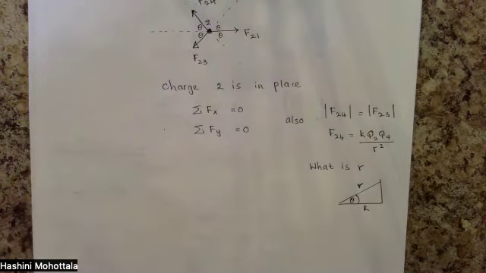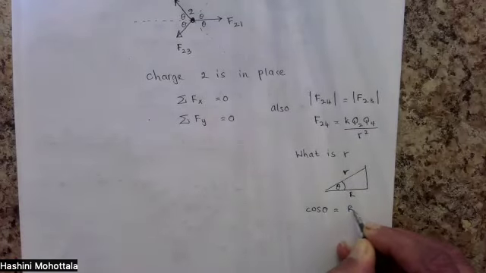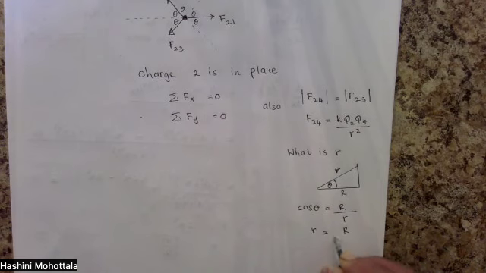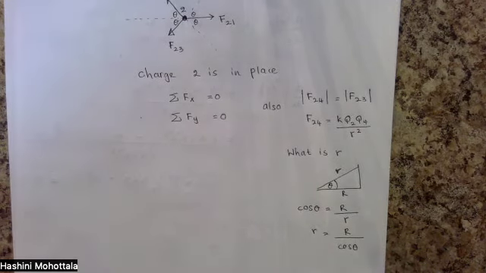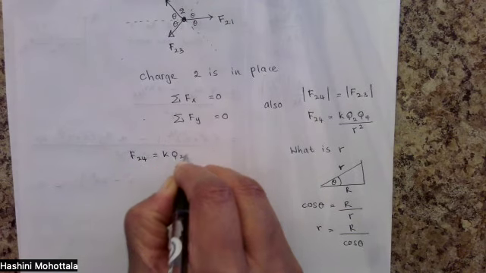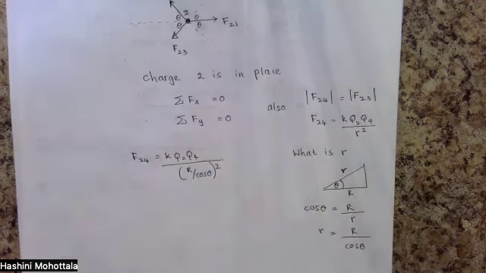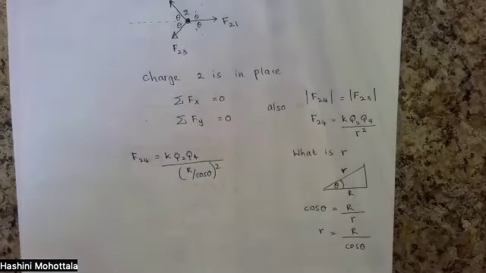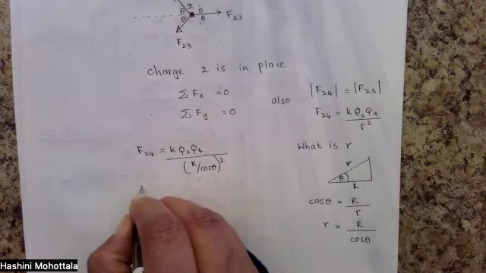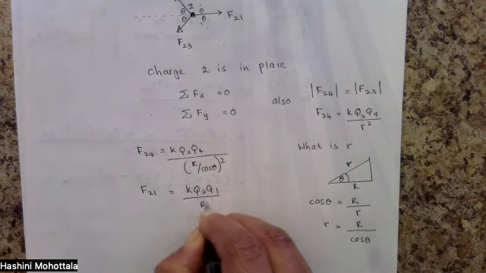Okay, so to save time, I'm going to write it. Cosine theta is going to be big R over little r, and then little r is big R over cosine theta. Right, so my F24 is K Q2 Q4 over (R over cosine theta) squared. And on the other hand, I need F21. F21 is pretty straightforward: K Q2 Q1 over R squared.